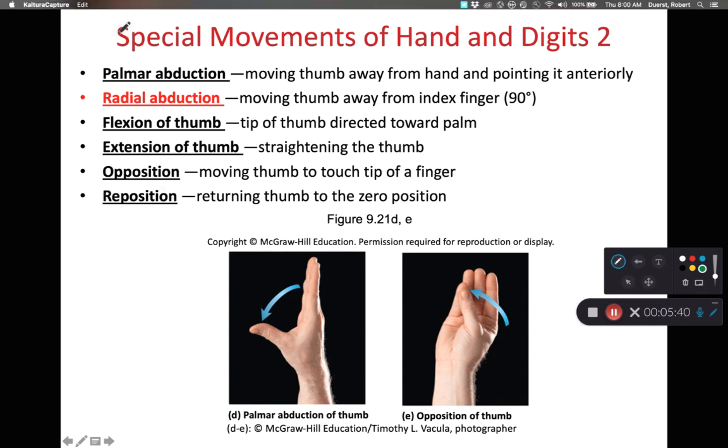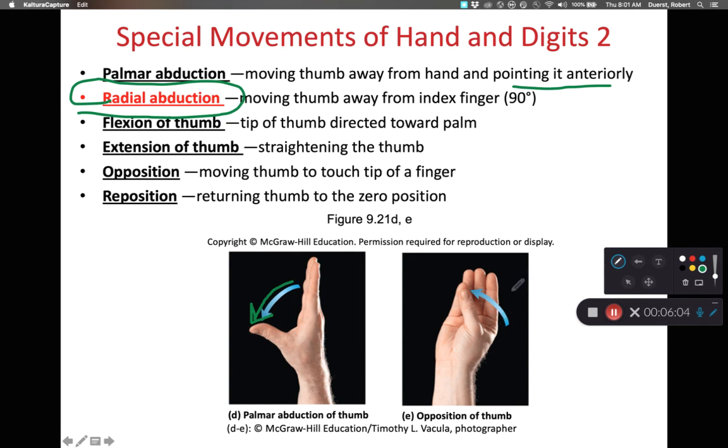As we're looking at the hands and digits, palmar abduction is when we take our thumb and we move it away from the digits and hand, and the thumb is pointing anterior. Remember, anatomical position is our reference point. Radial abduction is when we take our thumb and we move it away from the index finger, 90 degrees.